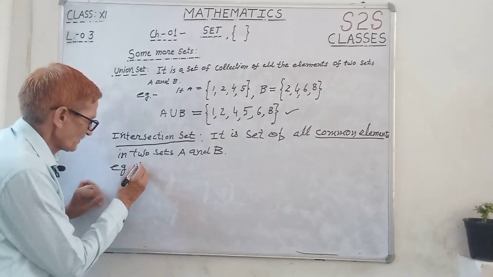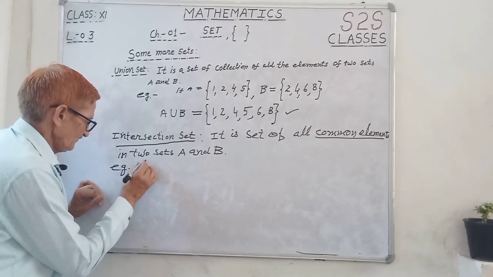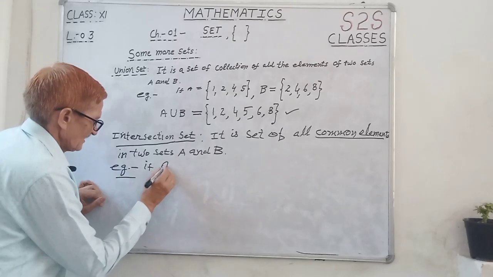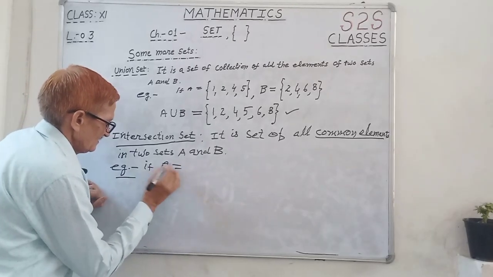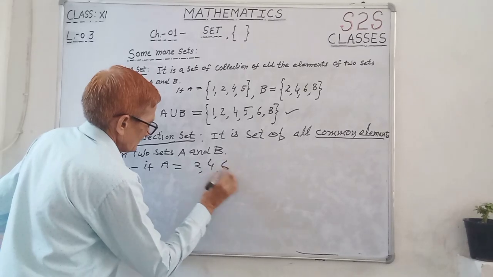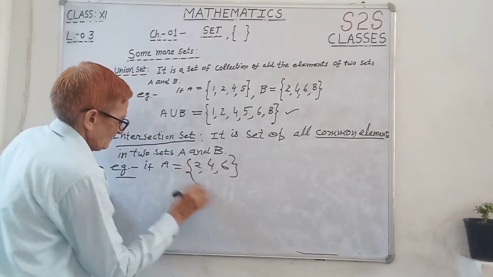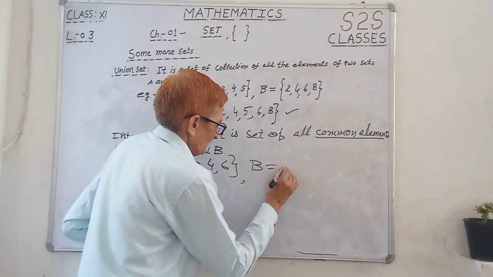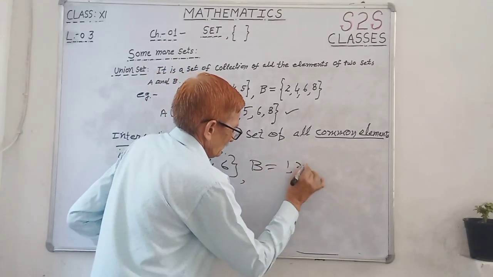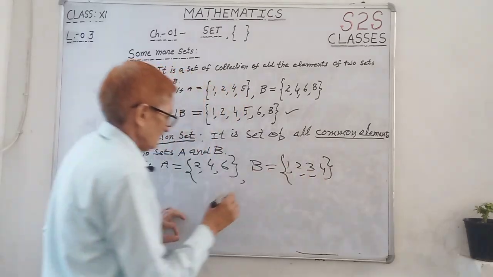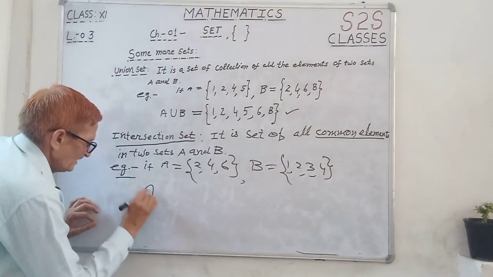Example, if set A equal 2 4 6, set B equal 1 2 3 4, then what is A intersection B?